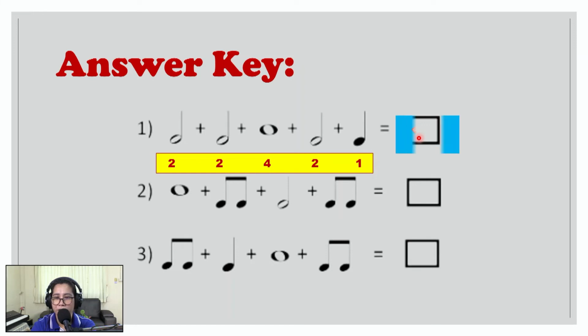1, 2, 3, 4, 5. Answer. The answer is 11. 11.